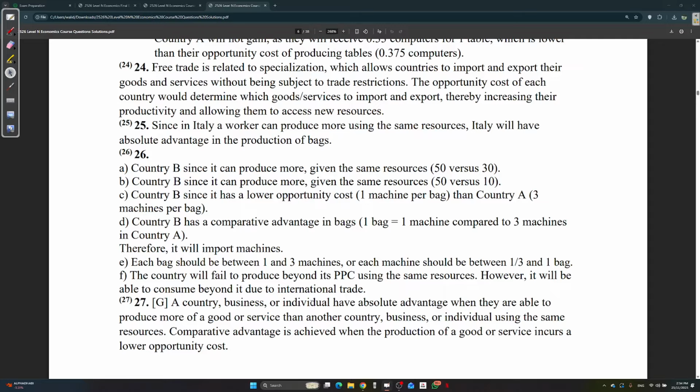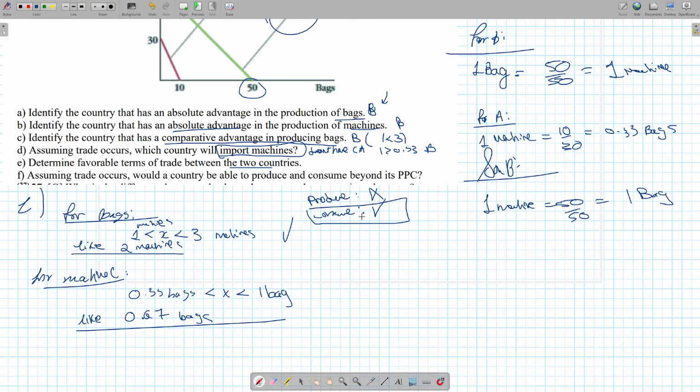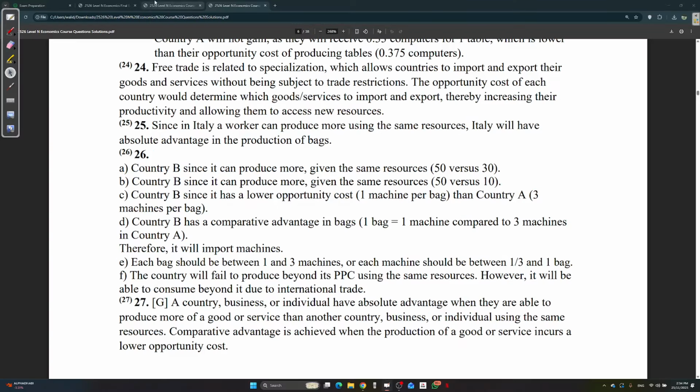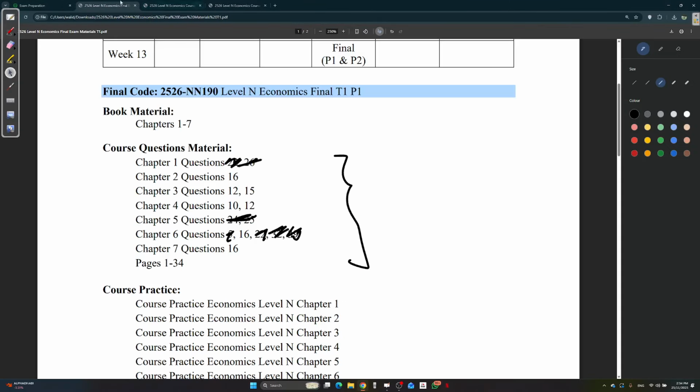Well, part F, it failed to produce, however it can consume, okay? Always produce no, consume yes, okay? We're done with chapter 1. So hello, we're going to chapter 2, question 16.